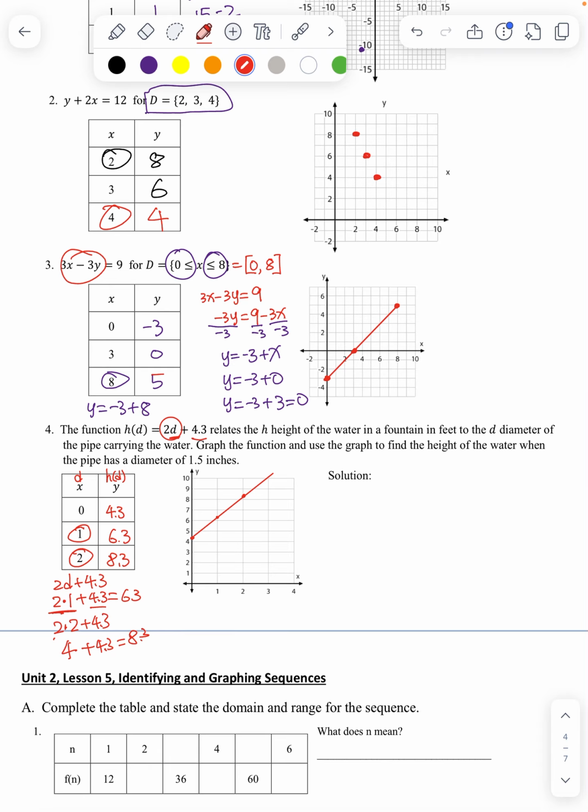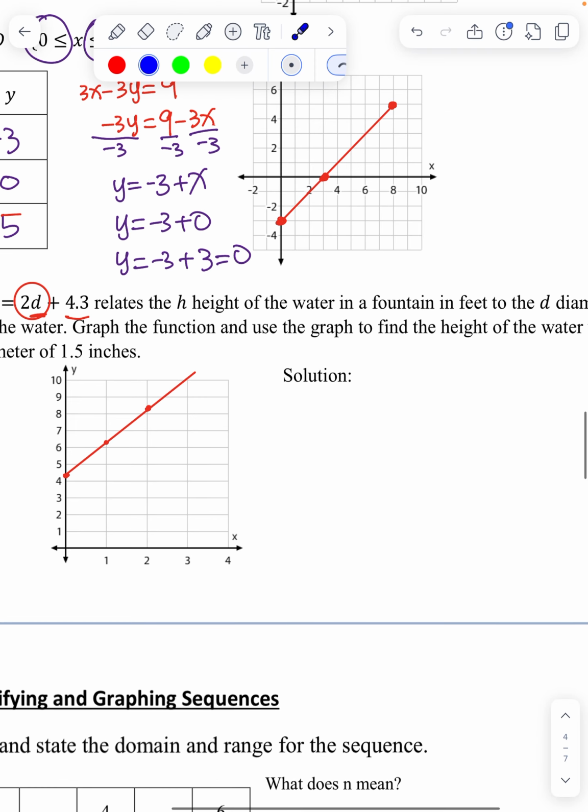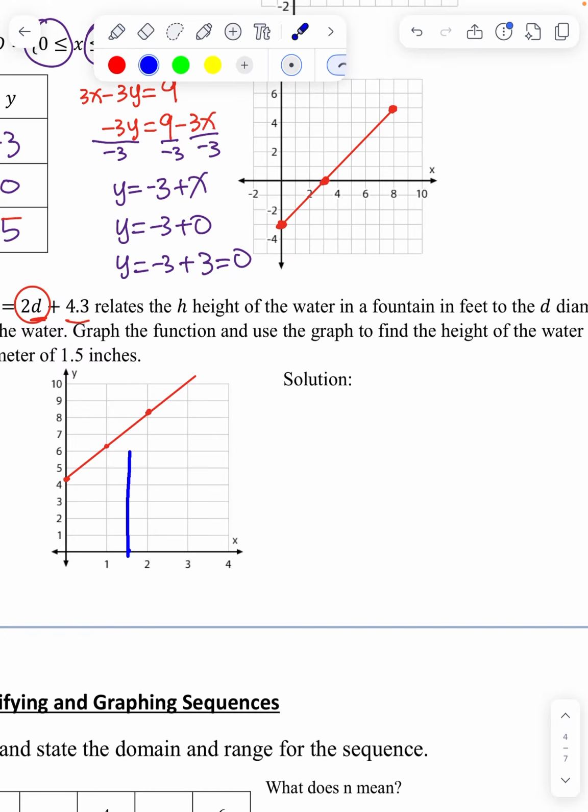Okay, I already forgot the question. Okay, graph the function. Okay, we did already. Use the graph to find the height of the water when the pipe has a diameter of 1.5 inch. Okay, let's find the diameter. 1.5 right here. The height of the water is what? 7. Maybe 7 point what?